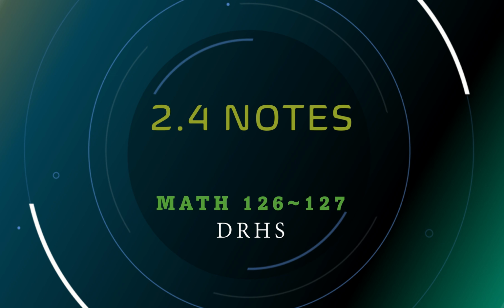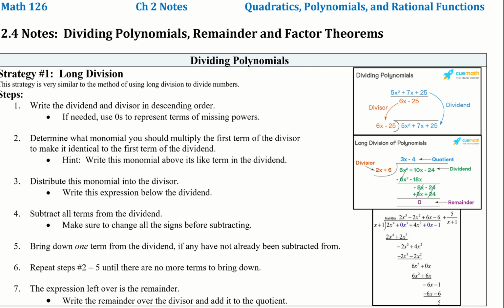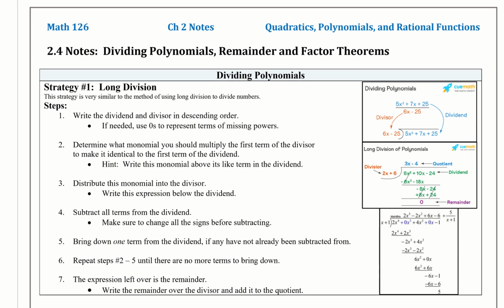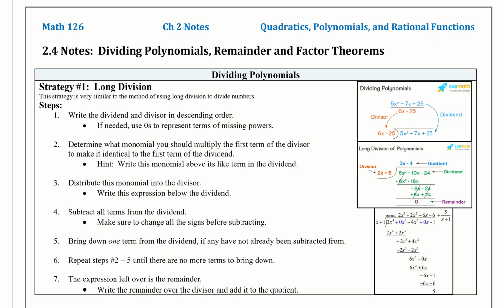Welcome to the 2.4 notes for Math 126, 127. We're going to be looking more at polynomials on this lesson, and specifically we're going to be talking about different strategies for dividing polynomials, as well as some theorems about remainders and factors. And all of this is stuff that is review from Algebra 2, so none of it is brand new.